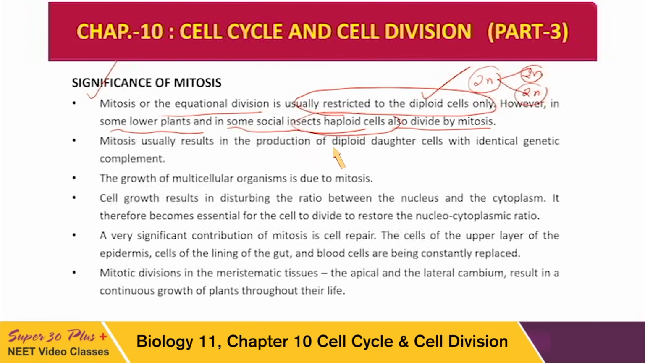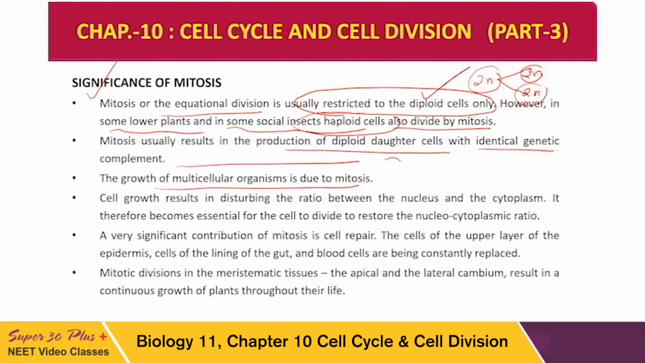It results in production of diploid daughter cells which are identical in genetic constitution. The number of chromosomes is equal, as well as their genetic constitution is similar to the parental cell. Growth of multicellular organisms is due to mitosis. I told you, we can take our own case also.